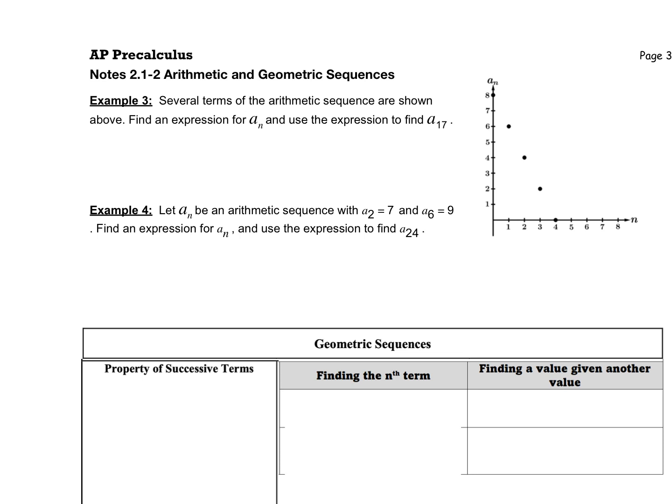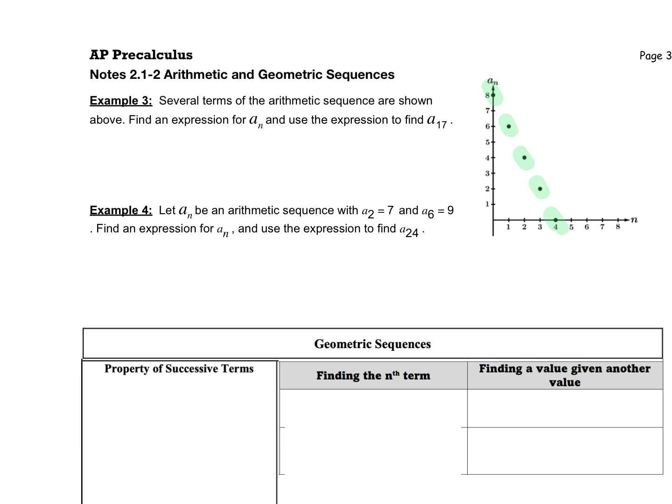Several of the terms of an arithmetic sequence are shown above. Find an expression for a sub n, then use the expression to find a of 17. Okay, so let's take a look at what we've got right here. They gave me several points. Did they give me the 0th term?